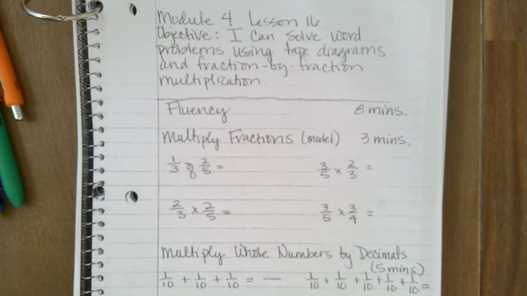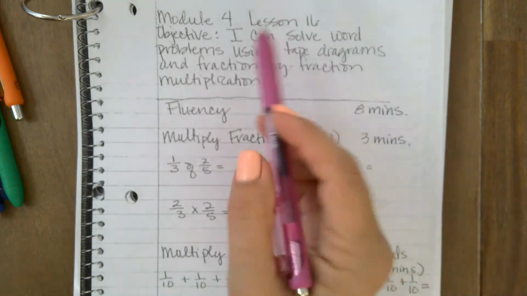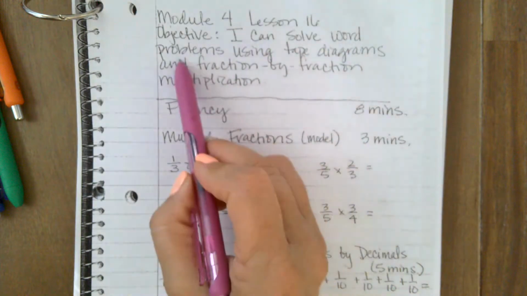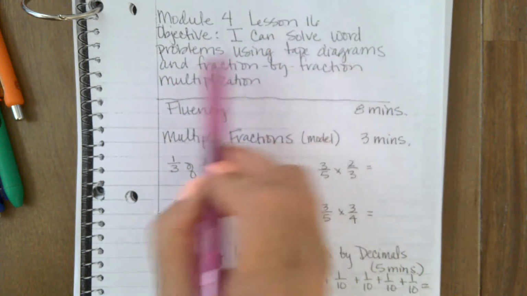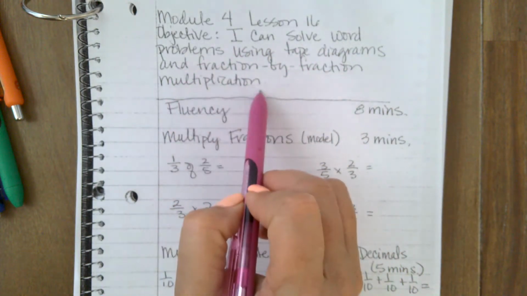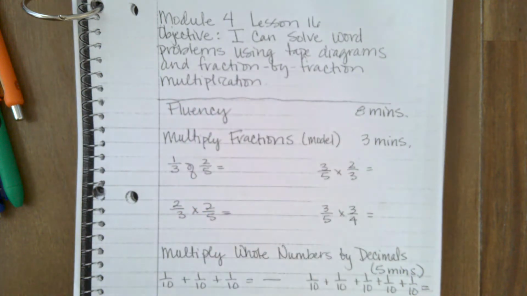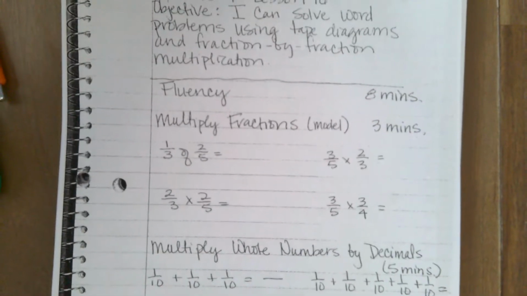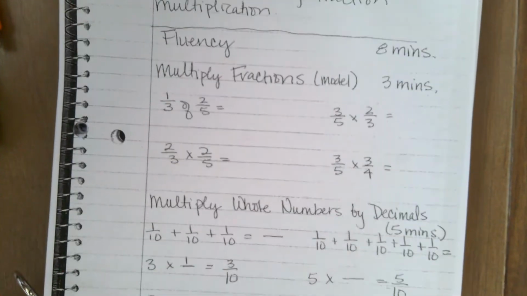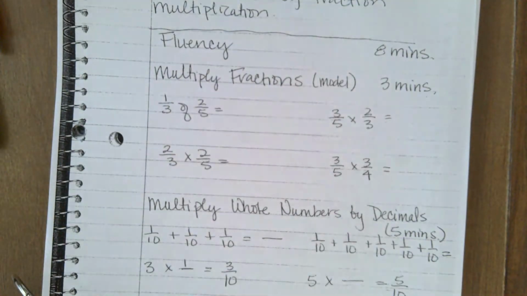Go ahead and read the objective with me while I read it. I can solve word problems using tape diagrams and fraction by fraction multiplication. Before we get started, though, we're going to start with some fluency. This little bit of fluency is actually going to review lessons 14 and 15. So let's take a look at this.